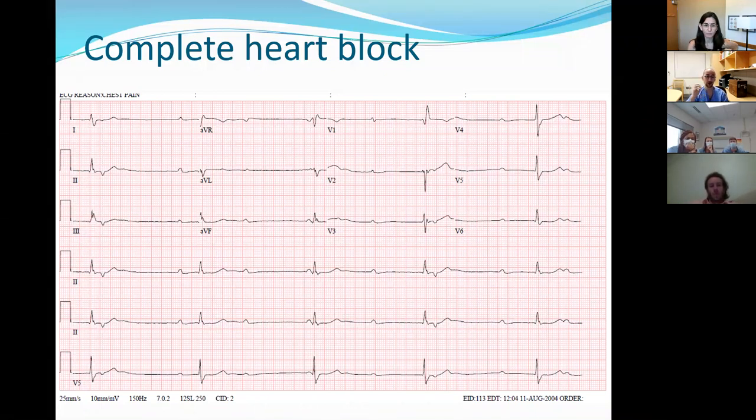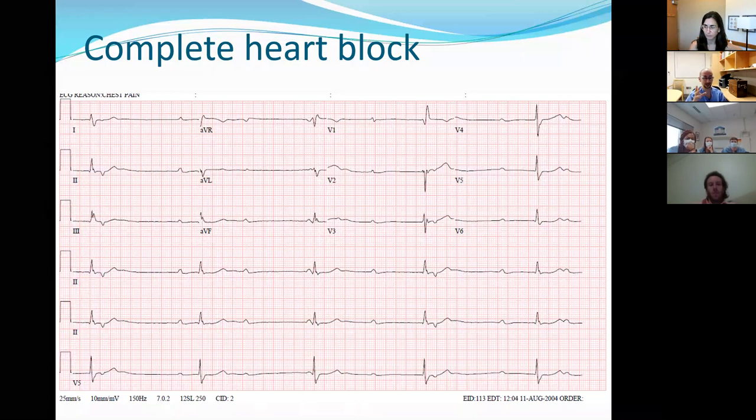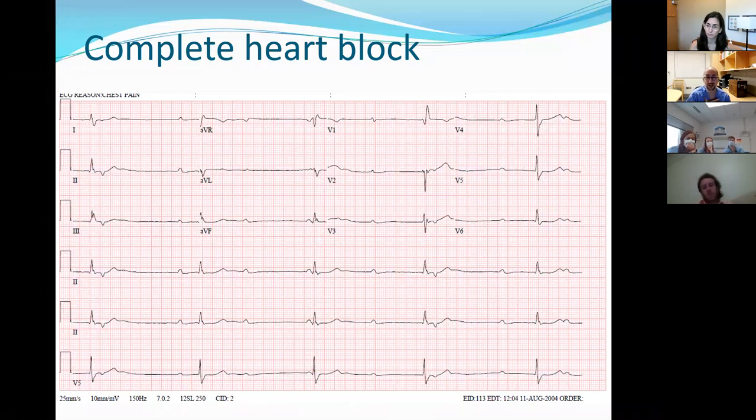Heart rate is slow. There are more P waves than QRS complexes. There's no relationship between the P waves and QRS complexes. Although this is always one of my favorite ECGs as an electrophysiologist.